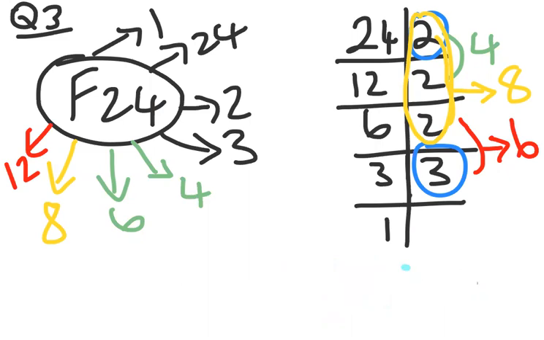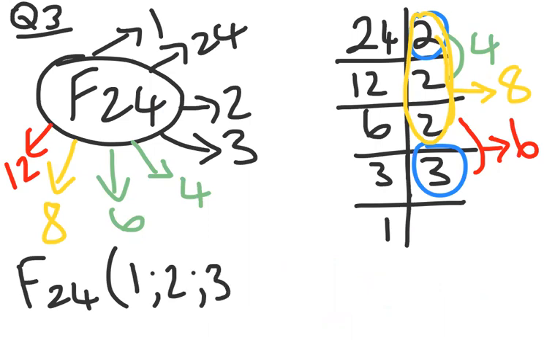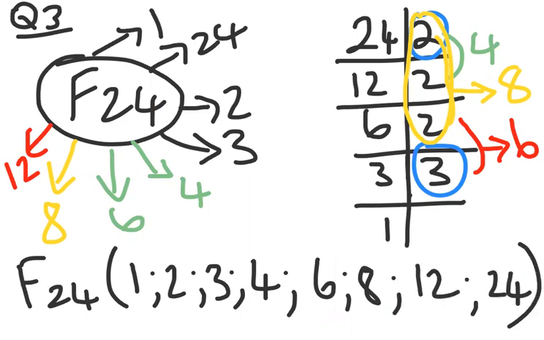So let's just write the answer properly. The answer is going to be factors of 24. Write it from smallest to biggest, which is 1, 2, 3, and 4. You have 6, 8, 12, 24. So 24 is actually a smallish number, but with a lot of factors. So let's just see again. We have 1, 2, 3, 4, 6, 8, 12, and 24. So that's the factors of 24.